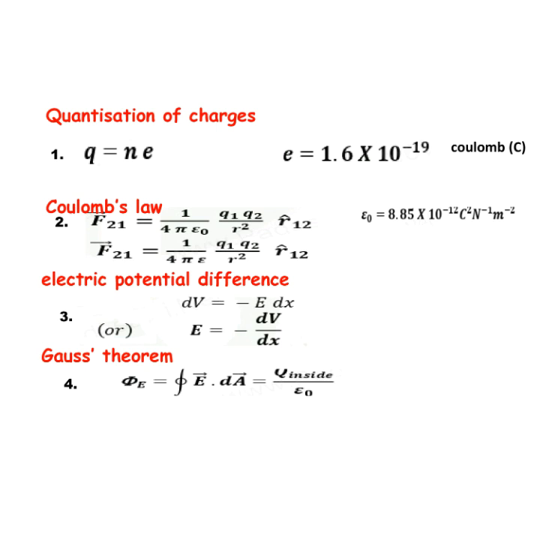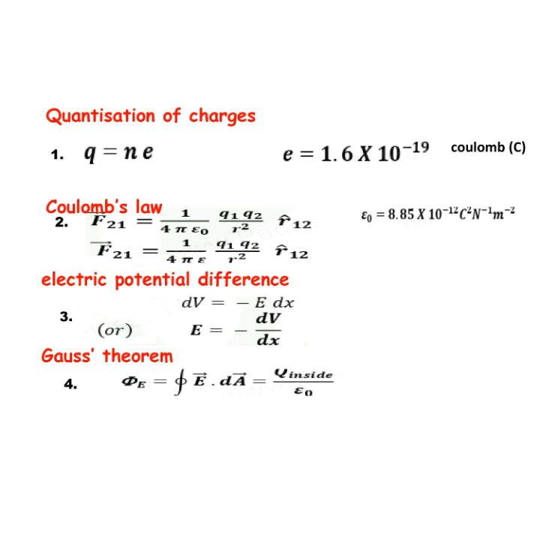The next, Coulomb's law. Here F vector 21 is equal to 1 divided by 4 pi epsilon naught, q1 q2 divided by r squared, r cap 12.